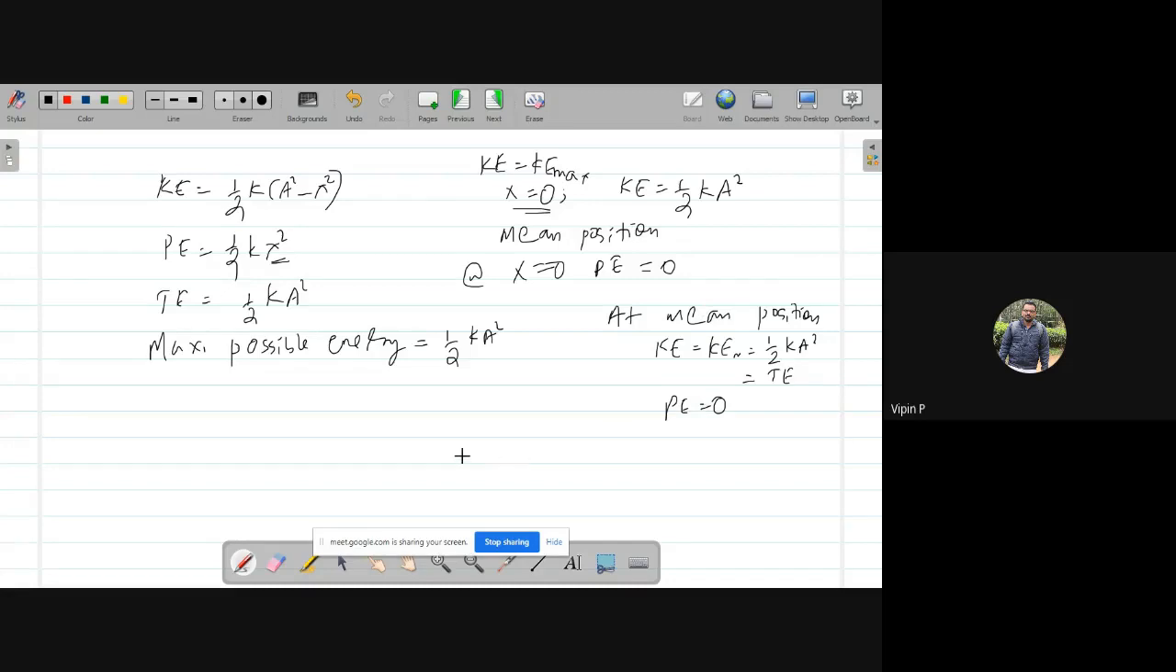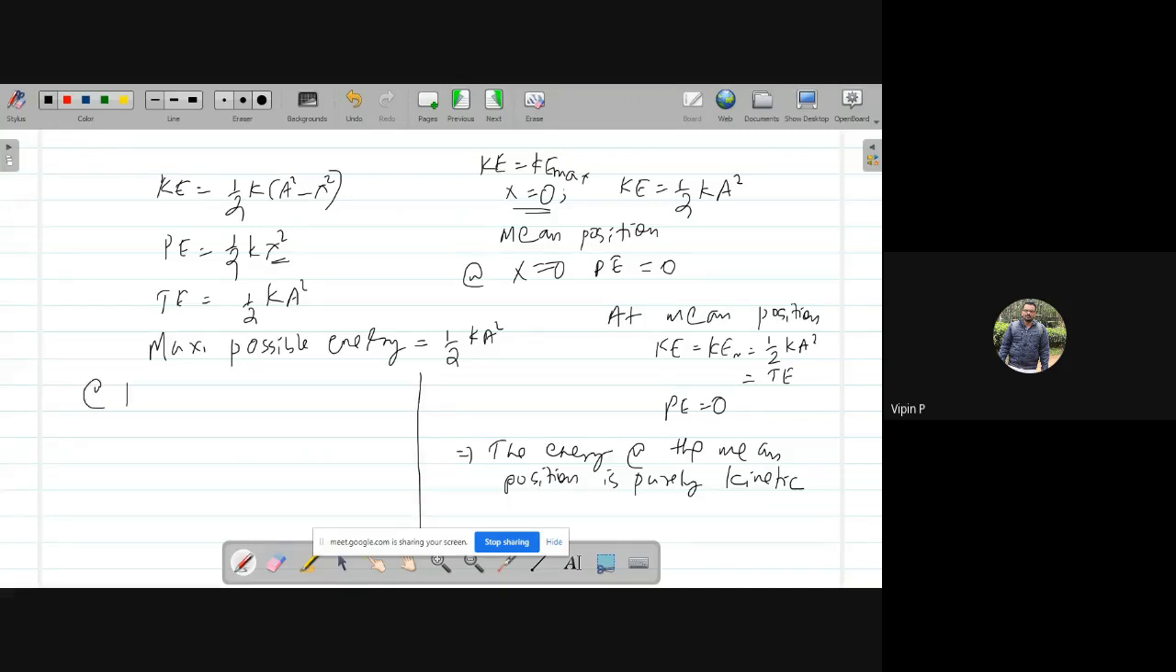Which means that we may rephrase this in the following way. The energy at the mean position is purely kinetic. So that's one conclusion that we can have. We say that at the mean position, kinetic energy is equal to its maximum value, which is also equal to the maximum value of the mechanical energy. So at the mean position, the total energy is purely kinetic.